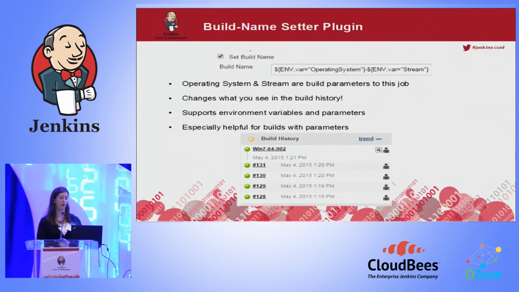The build name setter plugin. This is my manager's favorite because it essentially takes your build history in Jenkins for a given job. By default, the Jenkins build history just shows the build number, so the pound build number. This plugin allows you to customize what that shows based on your parameters or environment variables. This is really cool, especially if you have different builds or different configurations or different parameters going through a job. It gives you a quick one-stop. You actually understand what just ran without having to click or dive in.